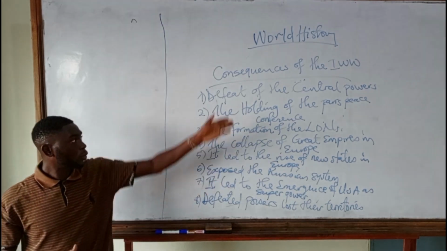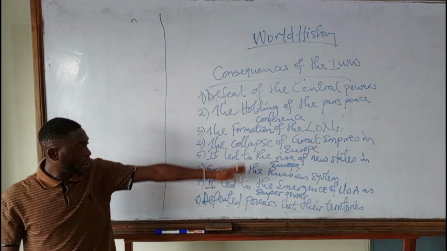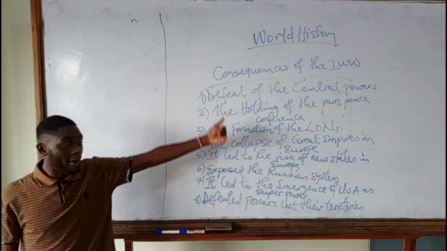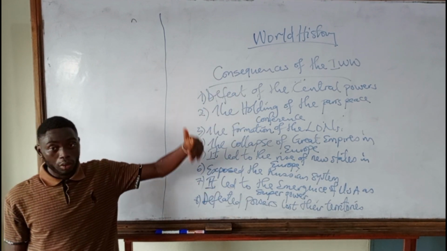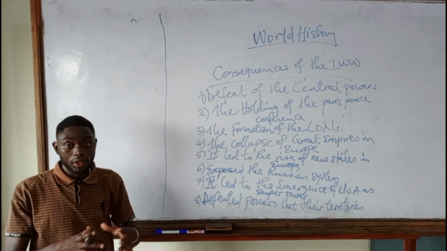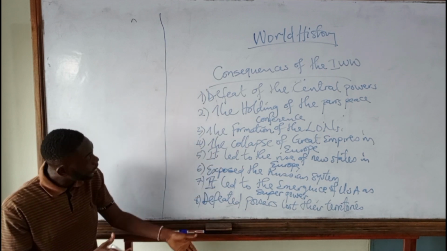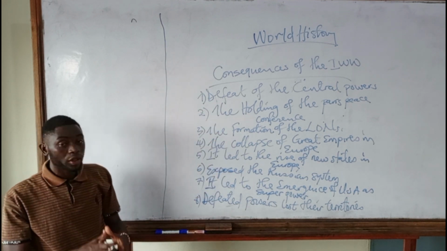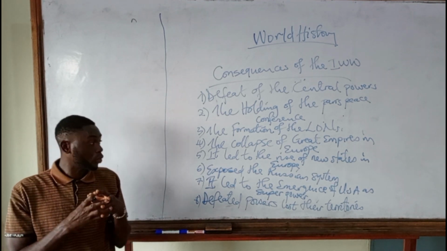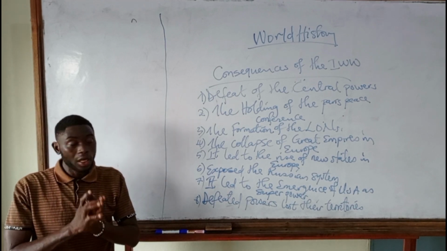And if you look at what we have jotted on the board, we are going to see the consequences, or we could call it the impact, the effects, ramifications, repercussions, the aftermath of the First World War. And here we are going to look at the political consequences because the impacts are shared into political, economic, and social. So we will be looking at the political impact of the First World War.